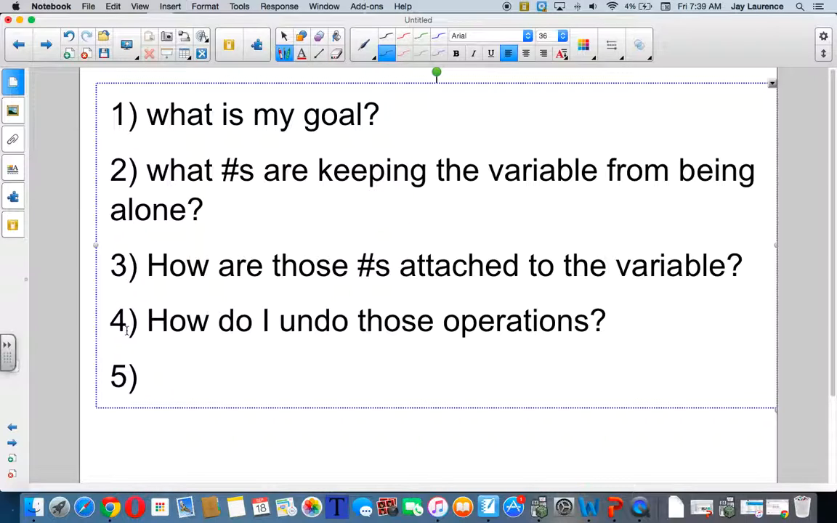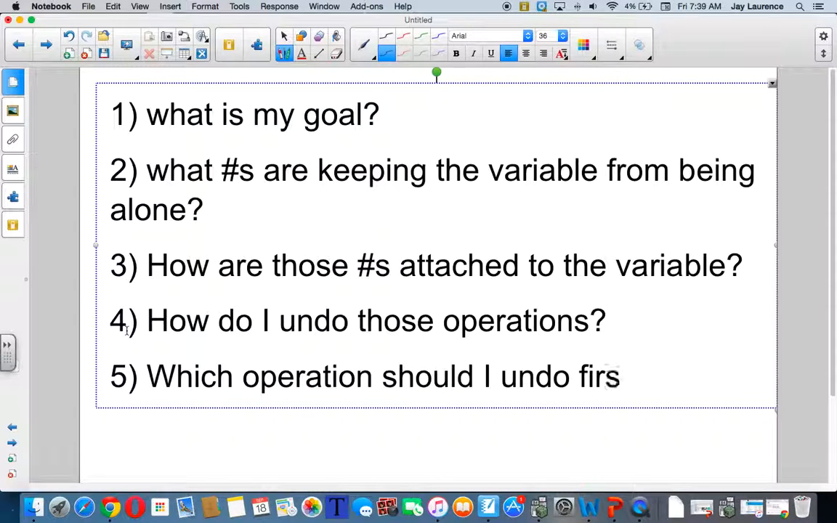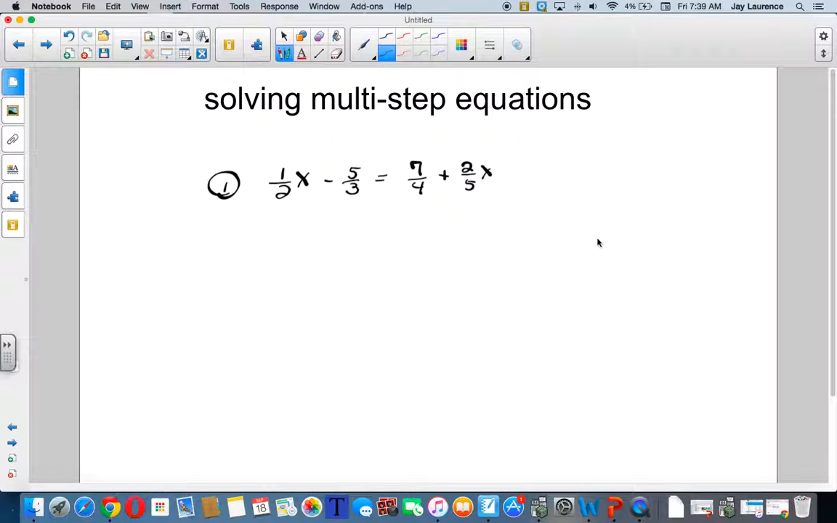Okay, and the final question is, which operation should I undo first? And that's where we listen to Saddam. We undo going through the reverse order of operations. We undo subtraction and addition, then we undo division and multiplication. So let's try a problem like this.